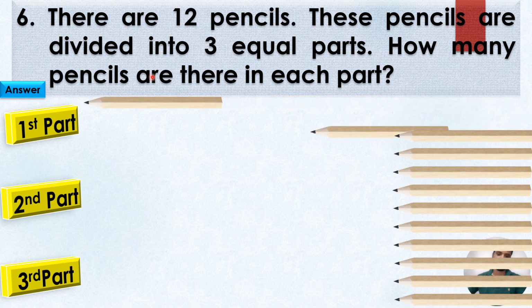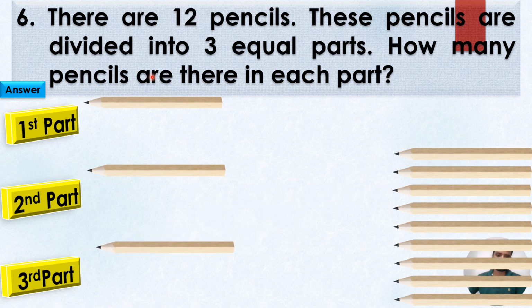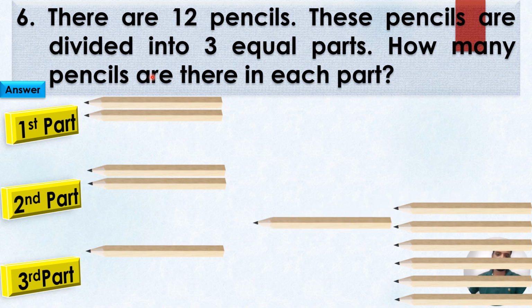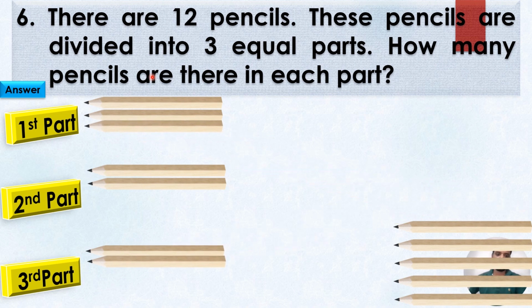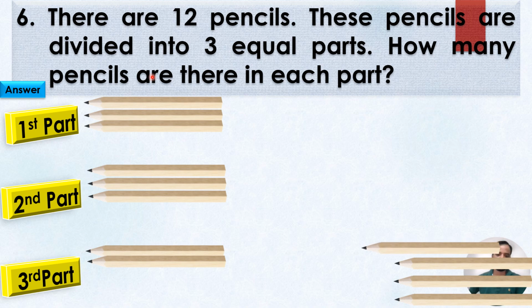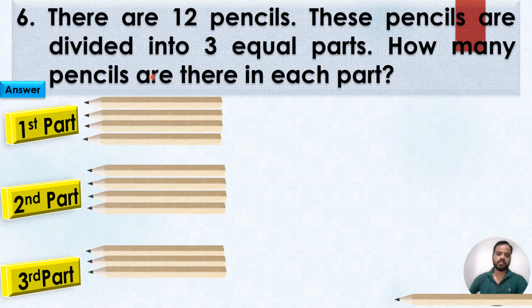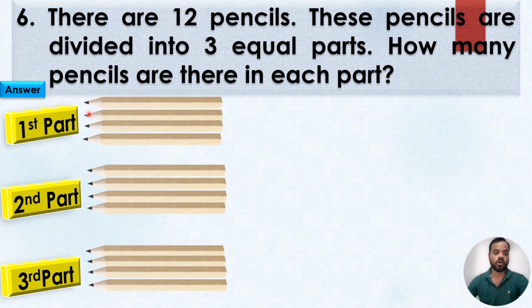So first, second, third, fourth, fifth, sixth, seventh, eighth, ninth, 10th, 11th, 12th. Okay, now we have divided 12 pencils into 3 parts. So how many pencils does each part get? 1, 2, 3, 4. So how to calculate it? Let us see.